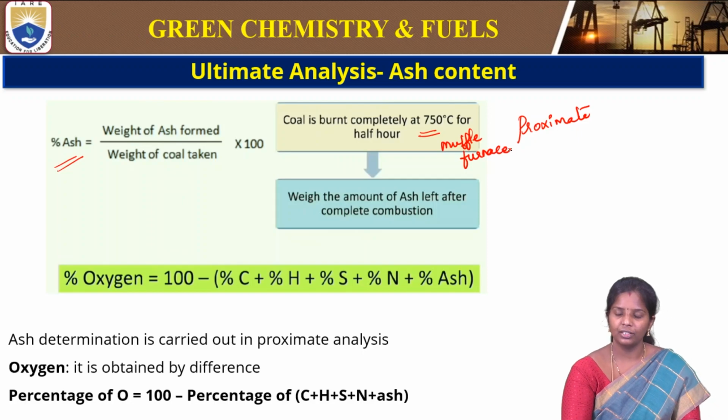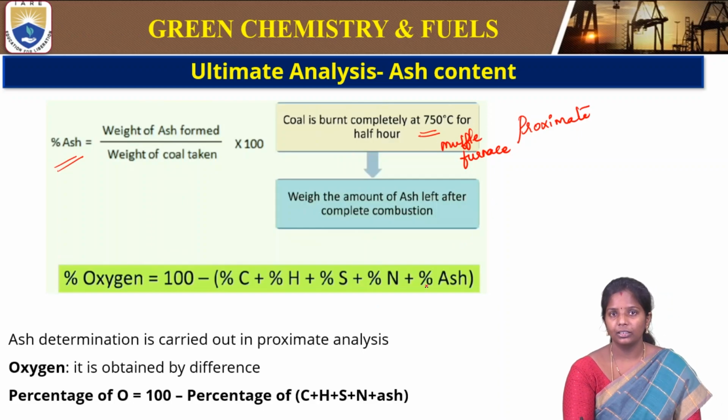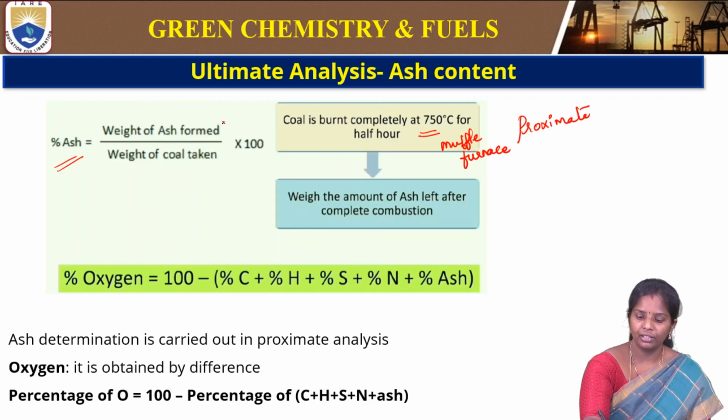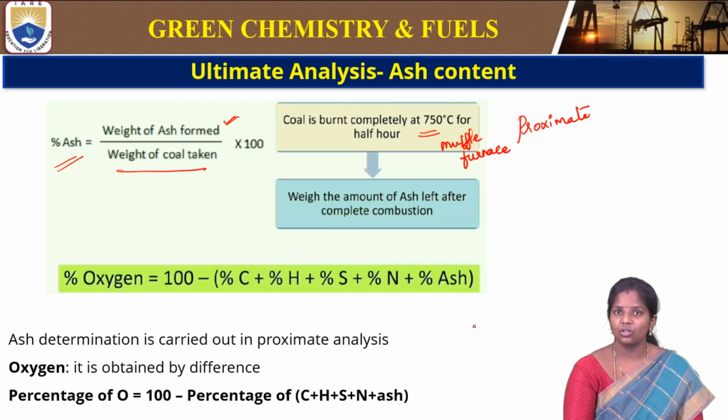Why are we using a muffle furnace? Because we require high temperatures like 750 degrees centigrade. For half an hour we burn the coal completely, and that will form an ash residue. So the ash that is formed, divided by the weight of the coal and multiplied by 100, will give the percentage of ash.